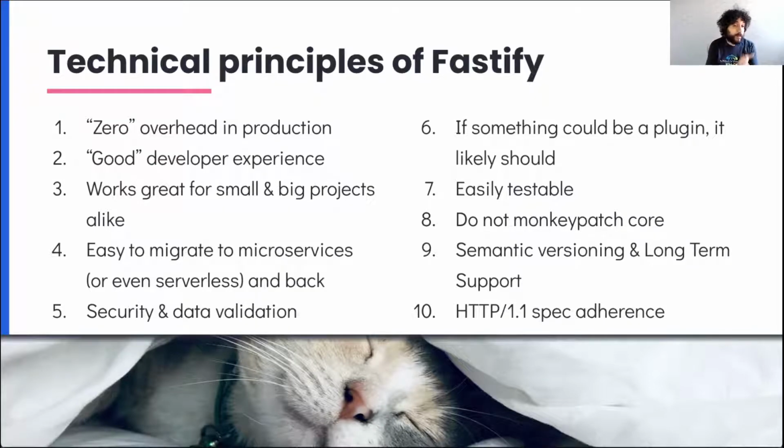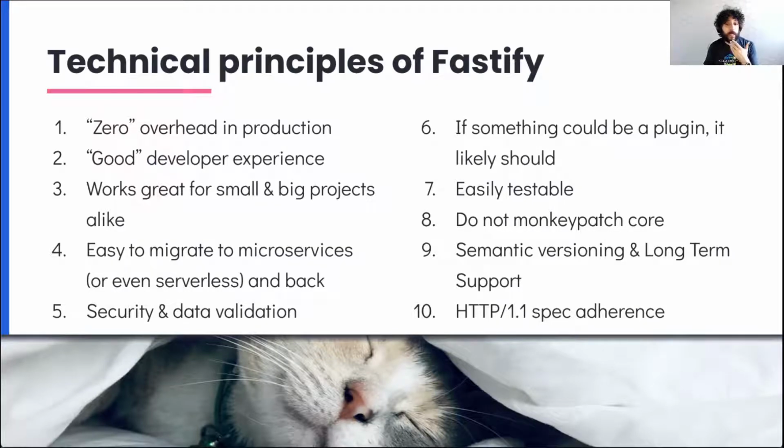It needs to have very good security and, more importantly, data validation. It has a plugin system. Again, we don't believe in scope creep, so to avoid scope creep, we created a plugin system. If something could be a plugin, it likely should. It needs to be testable, and we do not want to monkey patch core. To be honest, this was one of the critical parts, the Node core. It was a critical part that led me to create Fastify in the first place, because a lot of the other frameworks actually had a huge focus on monkey patching Node core.